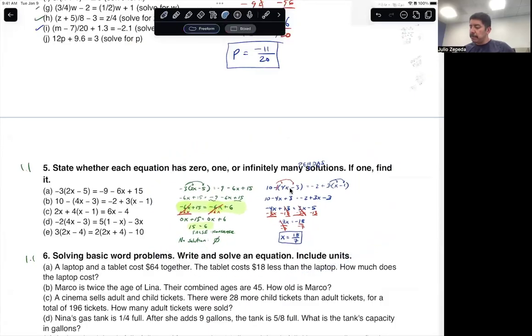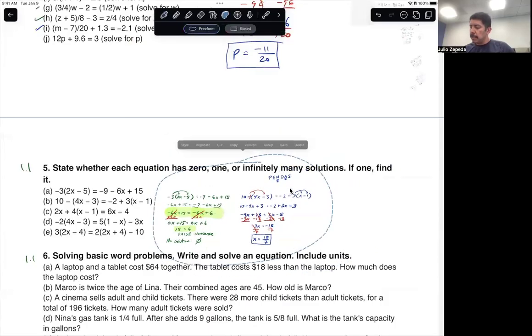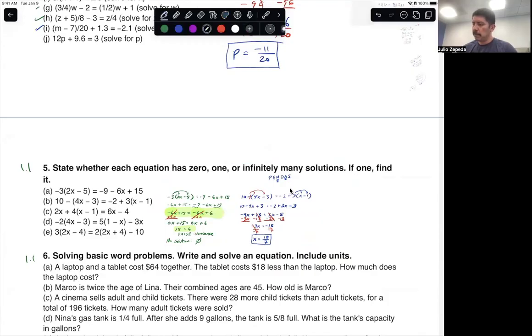So there we have examples of no solution and one solution. Let's go ahead and take a look at part C. Part C will be the last one for this video. Let's see here. Part C, that's 2x plus 4 times the quantity x minus 1 equals 6x minus 4.